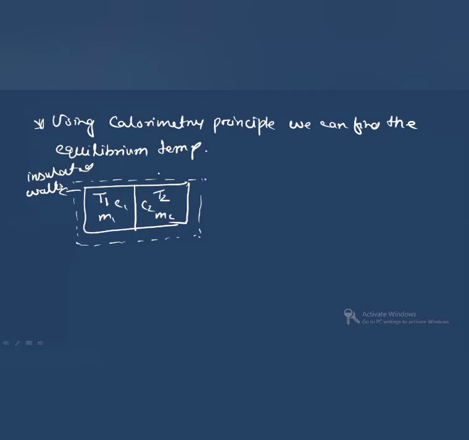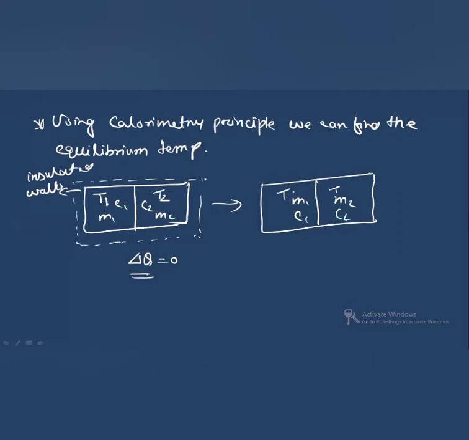Whenever you have an insulated system, that means no heat will be exchanged with the surroundings, meaning the total heat will not change. ΔQ will be equal to 0. Whatever amount of heat is exchanged is within the system, not outside the system. So ΔQ will be equal to 0. That means when it comes to thermal equilibrium, the temperature will be T, the masses M1, M2, the specific heats C1, C2, and the walls are insulated in this case.